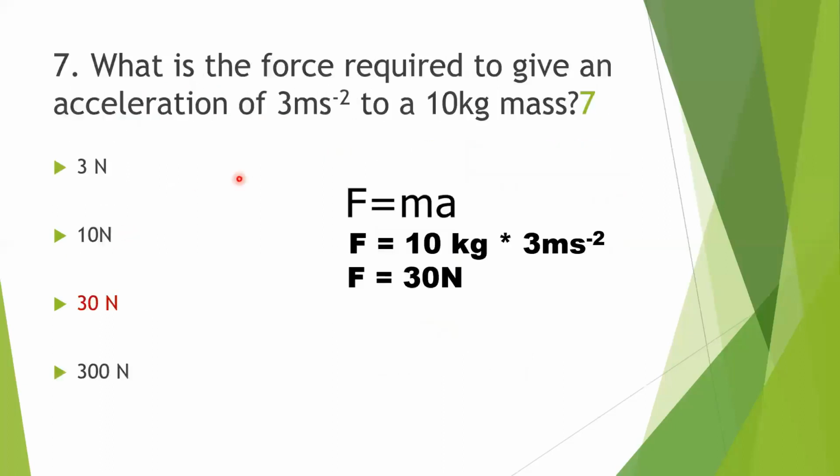What is the force required to give an acceleration of 3 ms minus 2 to a 10 kilogram mass? In here, Buddha, 3 ms minus 2 means 3 meters per square second. This is the acceleration, so you have to enter that data as a. Then you have been given the mass as 10. So F equals m into a, 10 into 3, it will be 30 Newton.